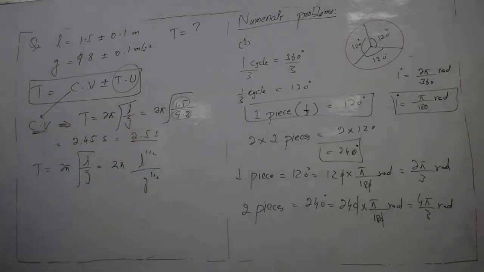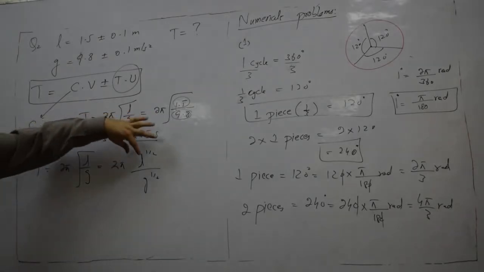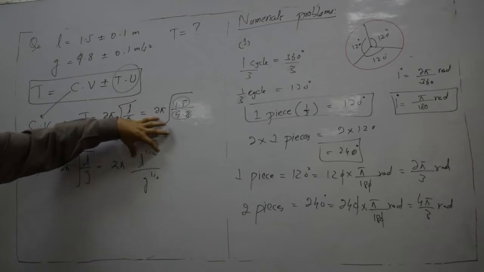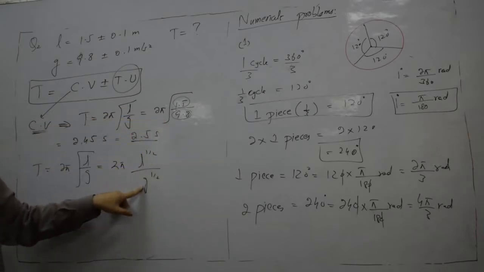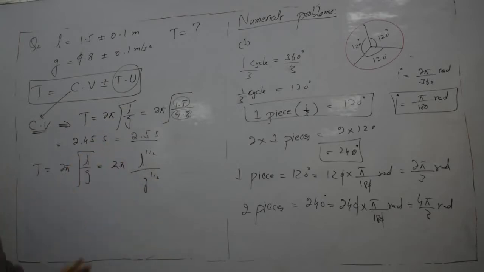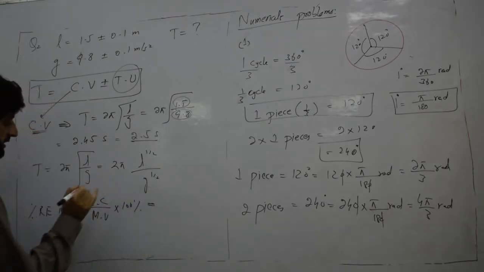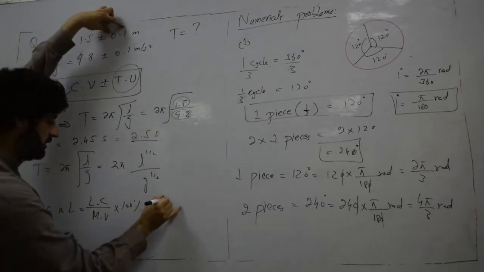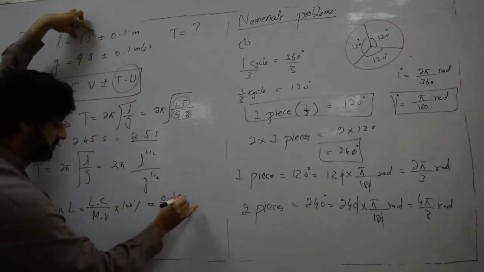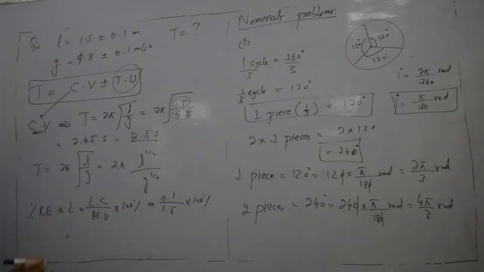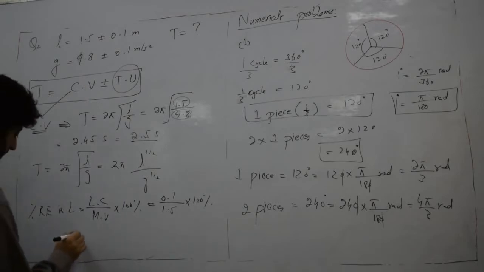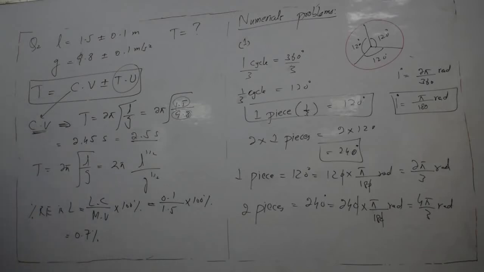So in the first step, we will find the percentage error in the length, then we will use the power rule, then we will find the percentage error in g, then we will use the power rule, then we can use the division rule. First we have to find the percentage error in length. The formula for the percentage error in length is least count by measured value multiplied by 100%. The least count for the length is 0.1. The measured value is 1.5, multiplied by 100%. So the percentage error for the length will be 0.7%. 0.7% is the percentage error in the length.